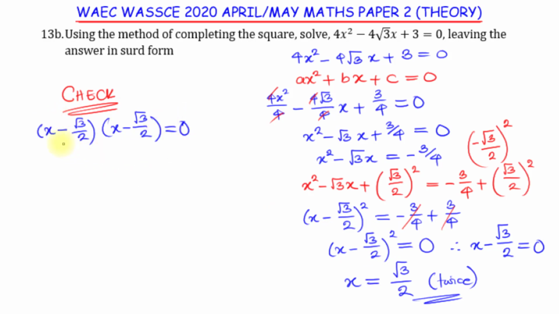So if you want to open this bracket, x times x will give us x squared. x times minus root 3 over 2 will give us minus root 3 over 2x. Minus root 3 over 2 times x will give us another minus root 3 over 2x. Then minus times minus here will give us plus root 3 over 2 times root 3 over 2. Root 3 multiplying itself will give us 3. Then 2 times 2 will give us 4. This is equal to 0.